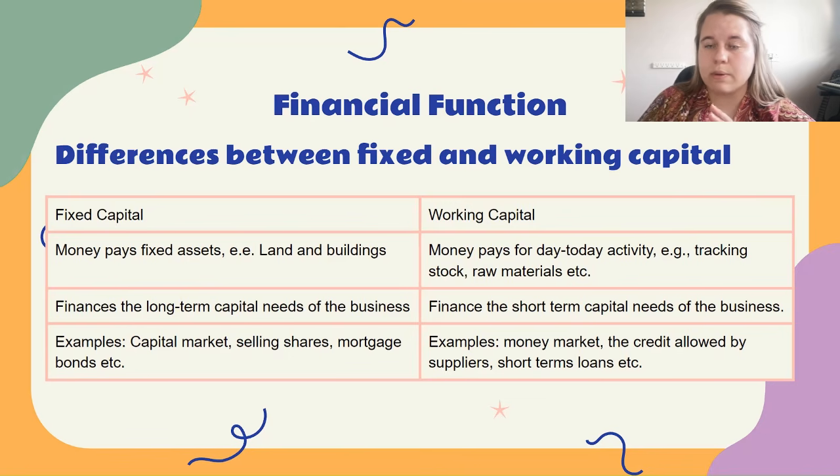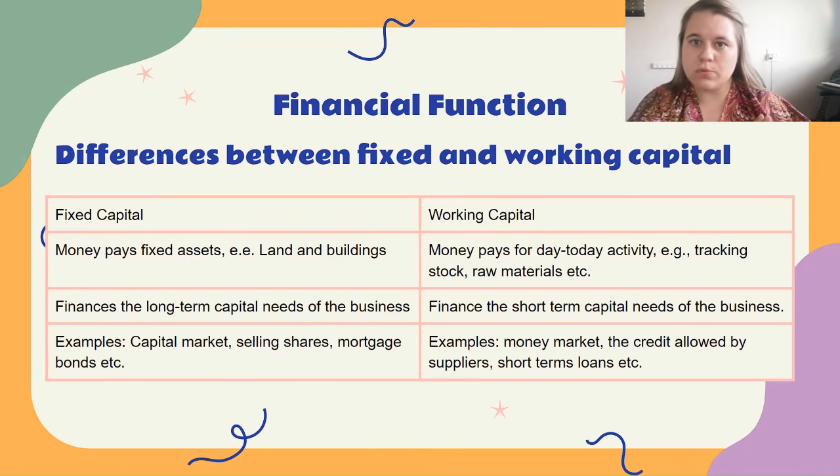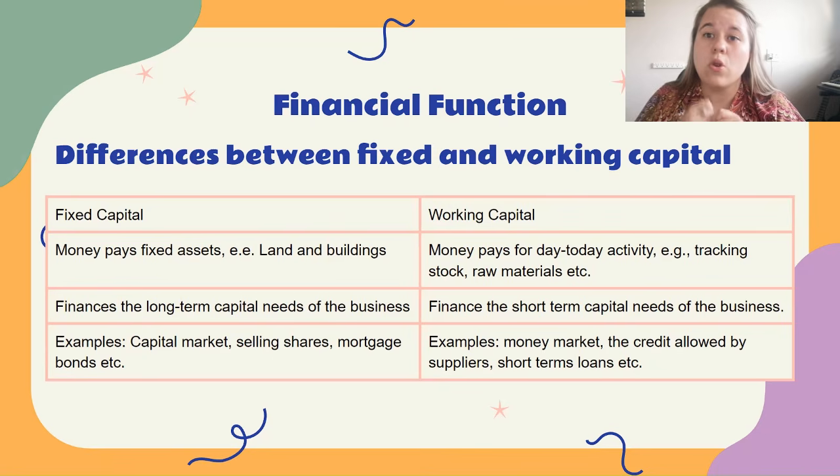A nice way to remember this, at least it's a way that I remember it, is fixed capital. We're looking at it's fixed. If we bought land, it is at a certain price. Working capital means we're constantly working with it. So working capital is ongoing. Fixed capital are more long-term things that can't really be changed day to day.